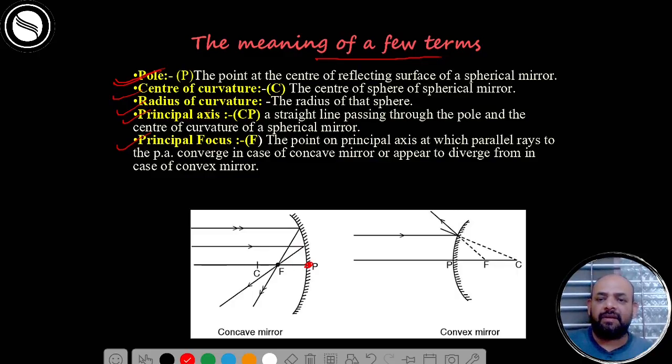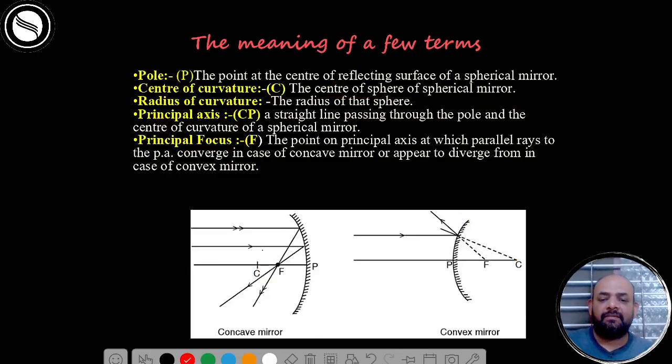Then we have the center of curvature. Center of curvature means that point which was the center of the sphere which we have considered. Because concave or convex, whichever mirror you take, it is a spherical mirror, it is part of a sphere. So that sphere will have some center, and this point is known as the center of curvature. So the center of curvature is the center of the sphere of the spherical mirror. The sphere with which we have made this concave mirror, that is the center. Same for the convex mirror also. So the center of curvature means the center of the sphere.